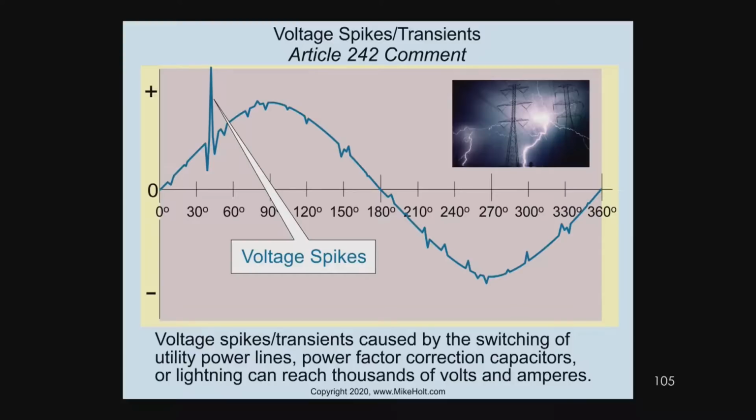John, you're the one that's going to be driving most of this because you really understand this more than I do. Let's talk about voltage spikes. Let me read the text to set it all up. Voltage spikes and transients, and talk about speed. Voltage spikes and transients caused by switching of utility power lines, power factor correction capacitors, or lightning can reach thousands of volts and amperes. So the outside utility, lightning, talk to me about this. How does this affect us once we get into the building? What's going on here?